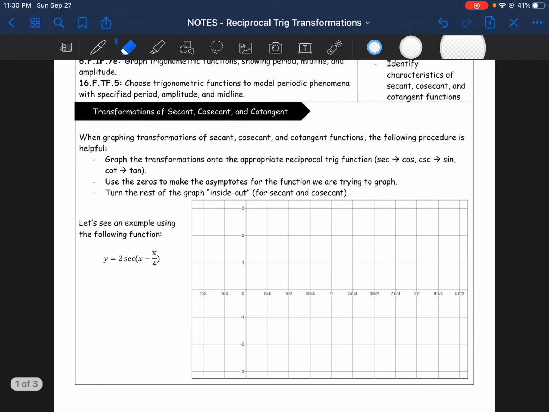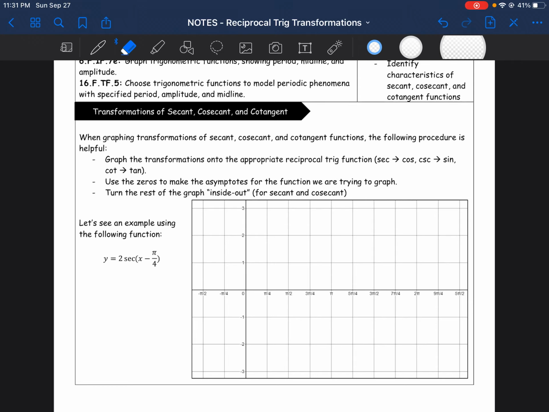When we talk about graphing transformations of secant and cosecant functions, the following procedure is usually pretty helpful. One, we can graph transformations onto the appropriate reciprocal trig function. So if we're trying to graph a transformation of secant, we'll use cosine. If we're trying to graph a transformation of cosecant, we'll use sine. It says here in the notes to use tangent for cotangent, but it's actually easier to just use cotangent without thinking about the graph of tangent first.